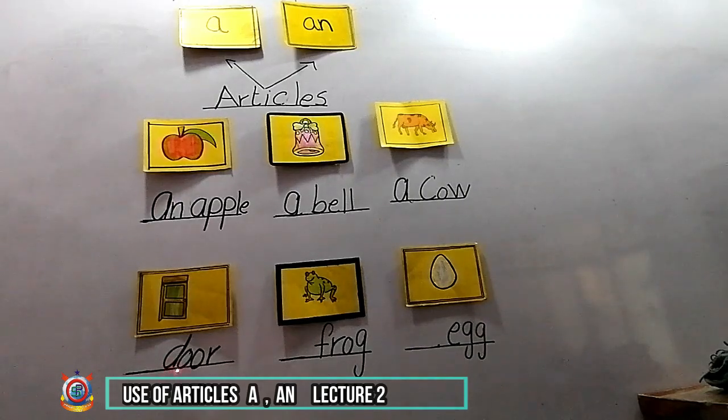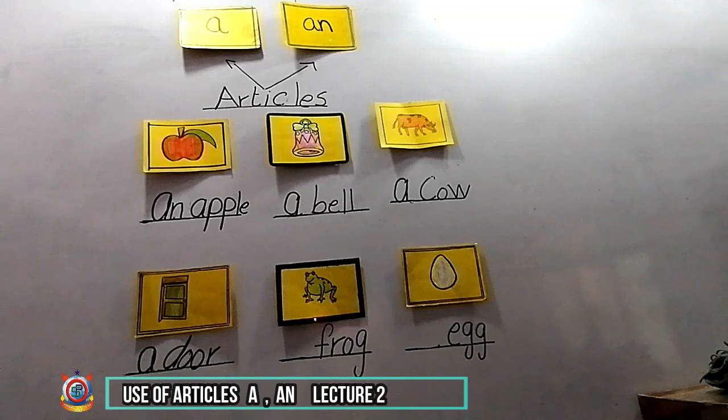D. What is the starting letter? D. Is it what? Consonant or is it vowel? Yes. Nice. Pretty. This is consonant. And which article we use here? The article we use here is a door.